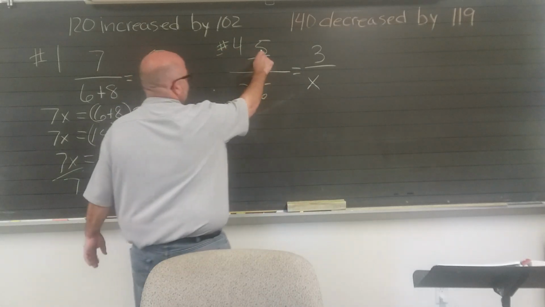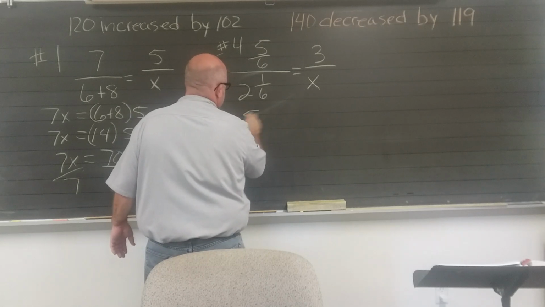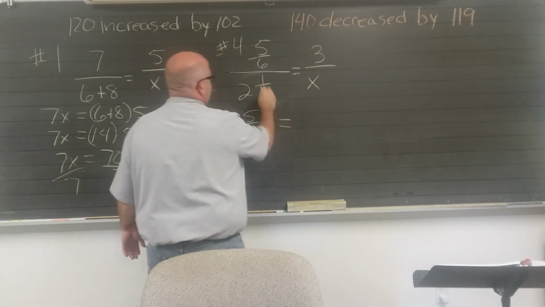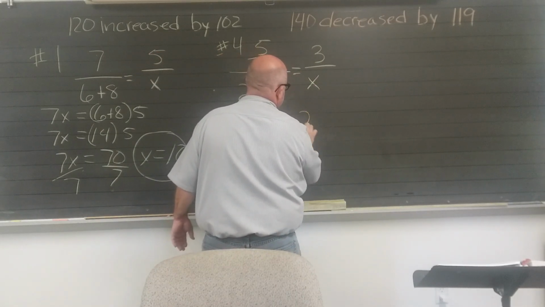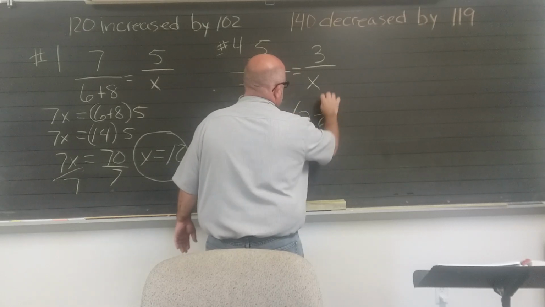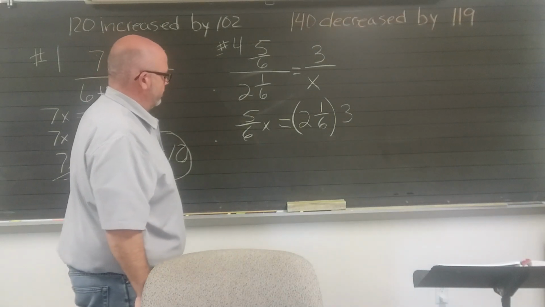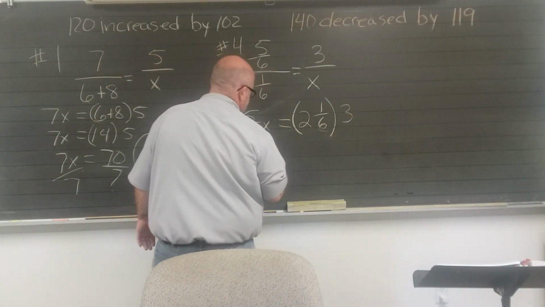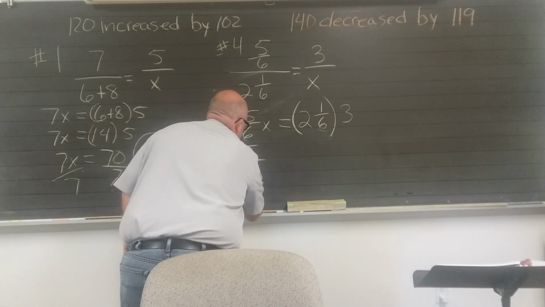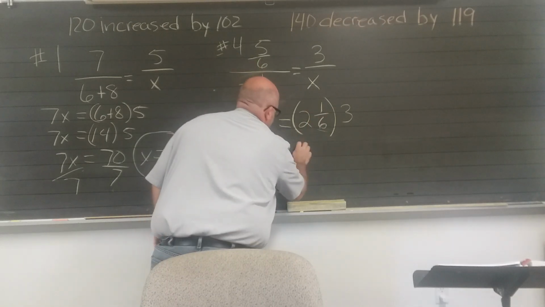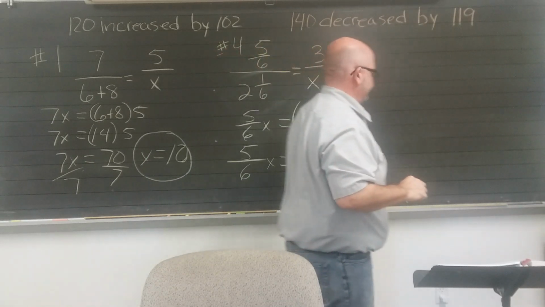So original problem, 5/6x equals 2 and 1/6 times 3, right? Keep this the same. First step, if you have mixed numbers, change them to improper fractions. 5/6x equals 13 over 6 times 3. Okay? See that?